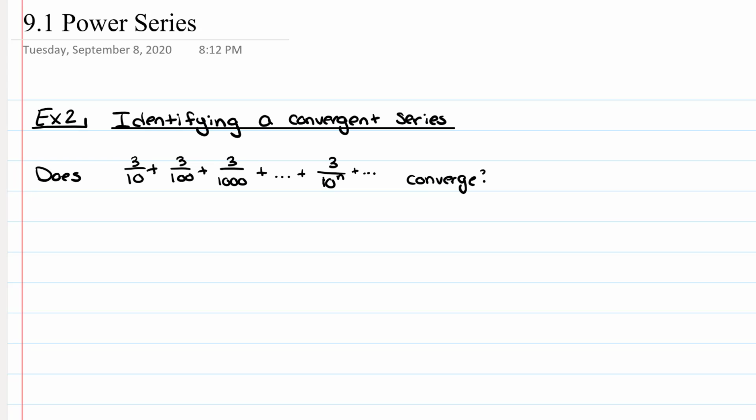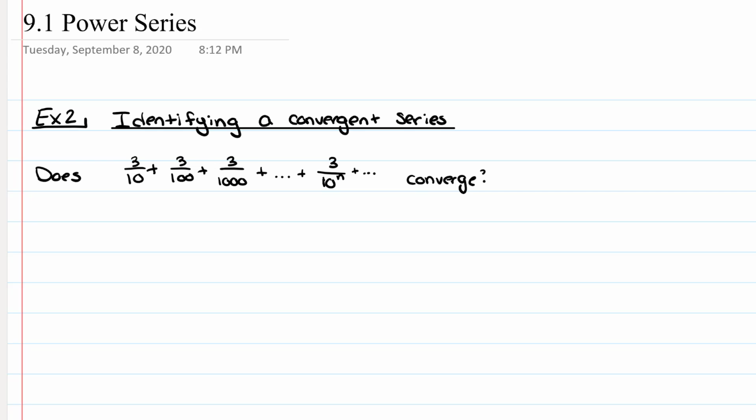9.1 Example 2. In this example, we're going to be looking at how to identify a convergent series. So we're going to look at a sequence and see if this series converges. The sequence in particular that I'm looking at is 3/10 plus 3/100 plus 3/1000 plus ... plus 3 over 10 to the n. So each time you're multiplying by 1/10 to get from one term to the next.